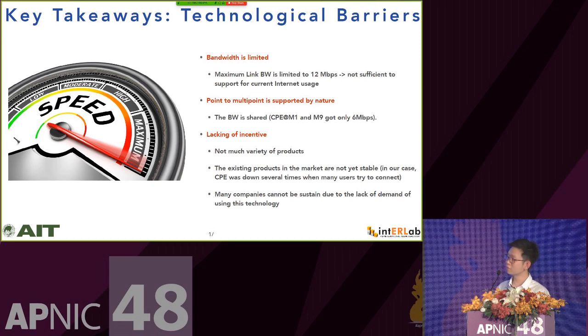Then another takeaway is about technological barriers. We found that the bandwidth matters. From our experiment, the maximum bandwidth that we can get is about 12 megabits per second. Of course, nowadays it's not sufficient for current internet usage. And also, point-to-point communication is supported by nature, but the bandwidth is also shared. From our experiment, we used a shared frequency between M1 and M9, and then the bandwidth was also cut in half. We achieved just 6 megabits per second for each relay.